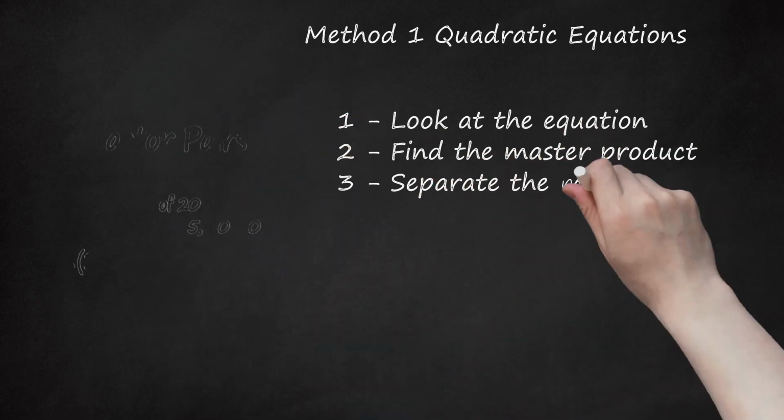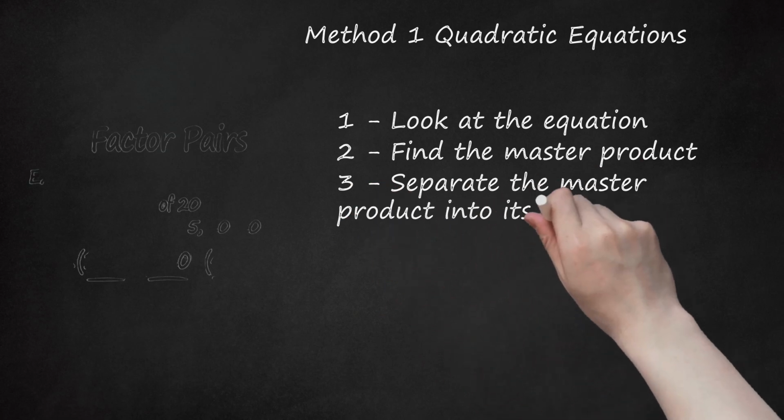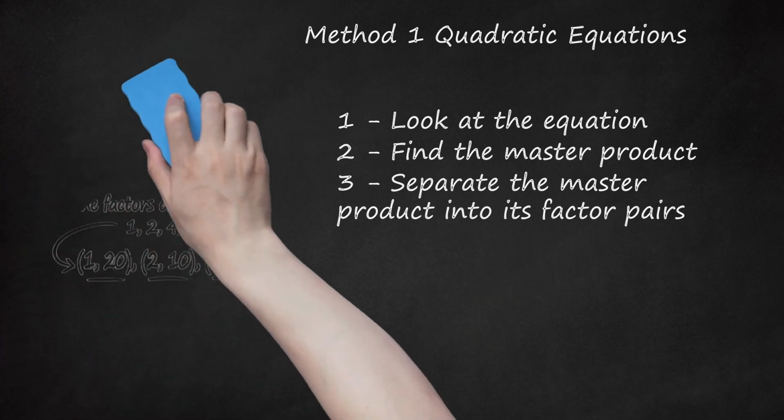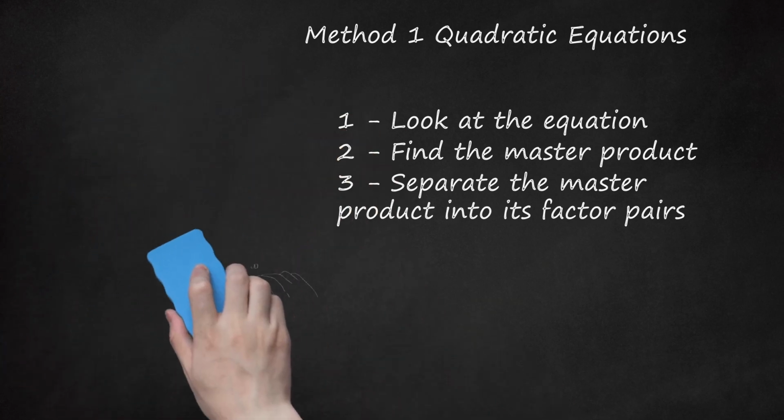3. Separate the master product into its factor pairs. List the factors of your master product, separating them into their natural pairs, the pairs required to produce the master product. Example, the factors of 20 are 1, 2, 4, 5, 10, 20. Written in factor pairs, 1 and 20, 2 and 10, 4 and 5.